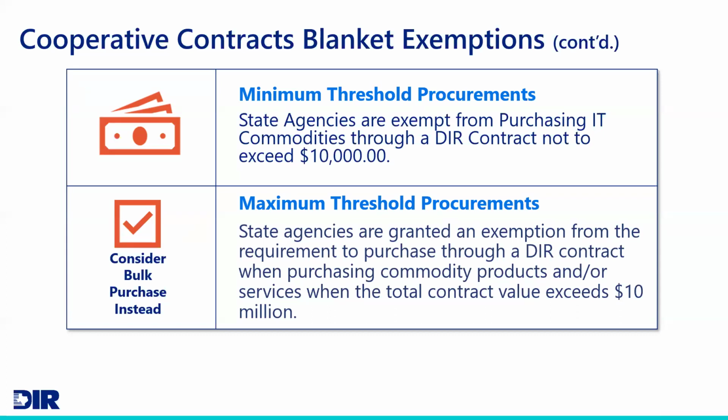The maximum procurement threshold for state agencies is $10 million. If your total contract value exceeds $10 million or more, then state agencies cannot use DIR's cooperative contracts. You will need to do that procurement through the open bid process.